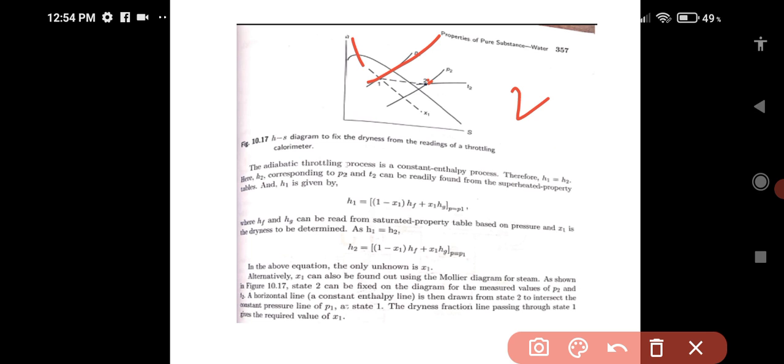The y-axis is the enthalpy, constant heat content. So I will draw a horizontal line from point 2, which will intersect the P1 line, and this point will become point 1. So I found point 1, and from this point 1, this dotted line you are seeing is the dryness fraction line. Once again I will repeat, because this is important to understand as well as to solve the numericals. You need to know how to plot it.